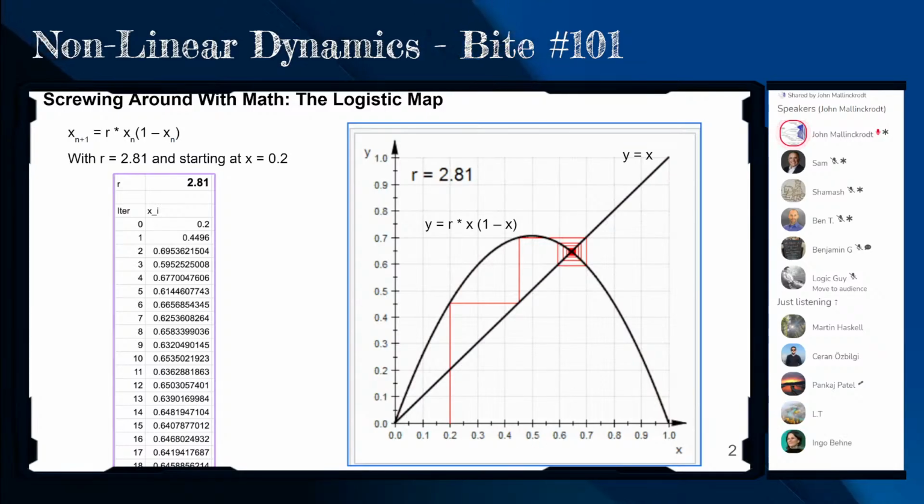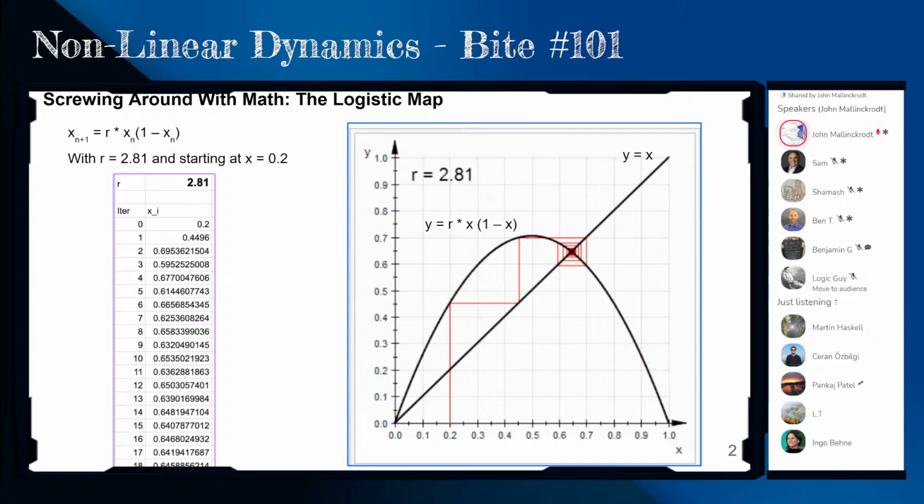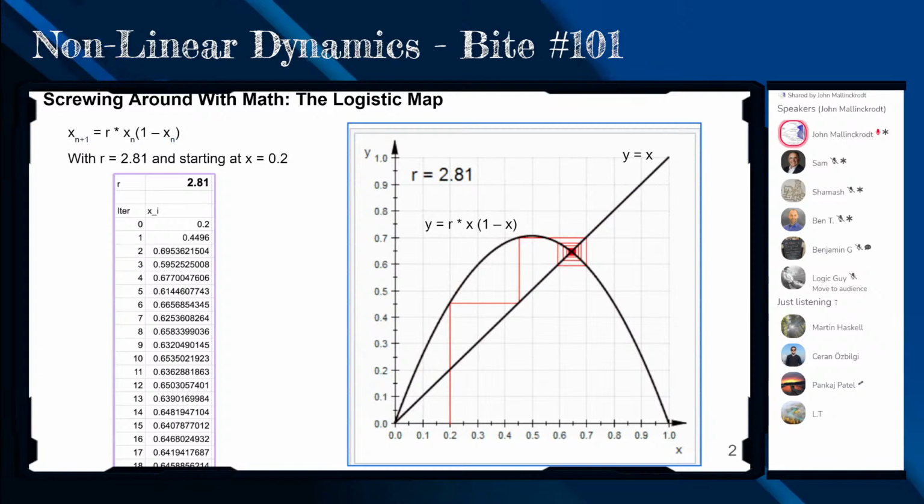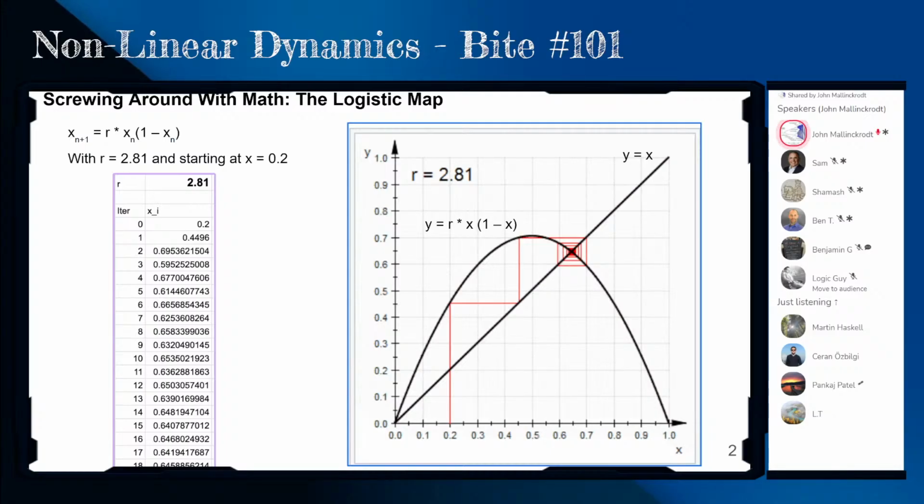So one way of thinking about this sequence is just this is what you're doing. You start somewhere, you go to the function, then you go over to the y equal x line, then you go to the function again, then you go to the y equal x line, then you go to the function again, et cetera. And if you do that in this particular case, you see that after the first few iterations you start spiraling in on a fixed point right there, somewhere around 0.65, 0.64, something like that.